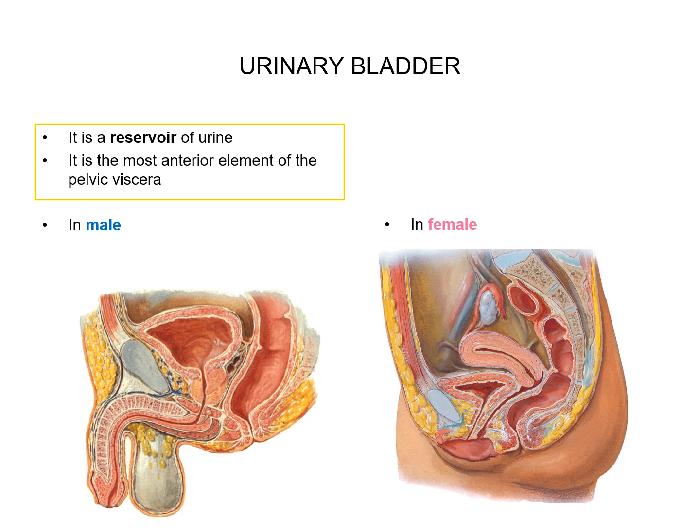The urinary bladder is a reservoir of urine. It varies in size, shape, position, and relations according to its content. The urinary bladder is the most anterior element of the pelvic viscera. In males, it is located behind the pubic symphysis and in front of the rectum. In females, it is also located behind the pubic symphysis, but in front of the vagina and uterus.